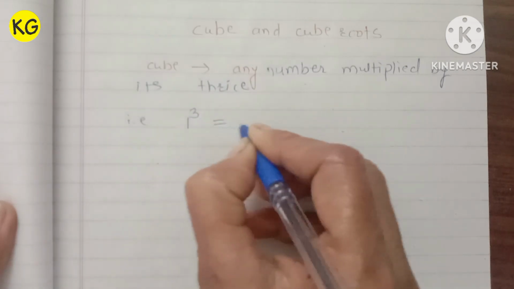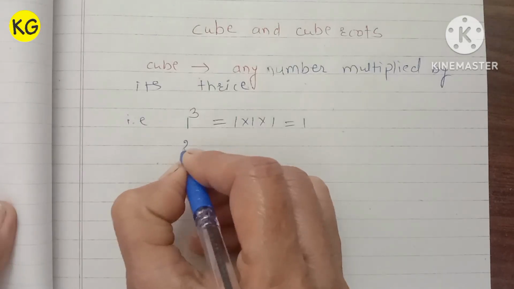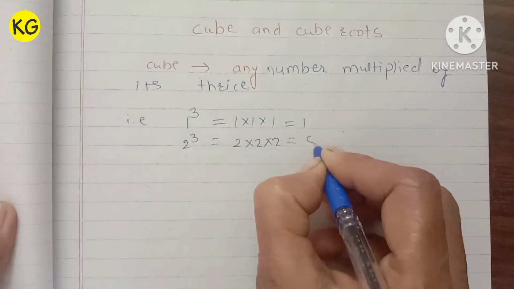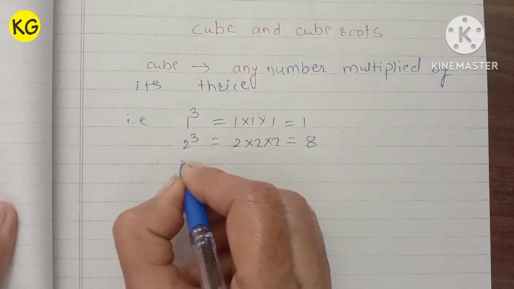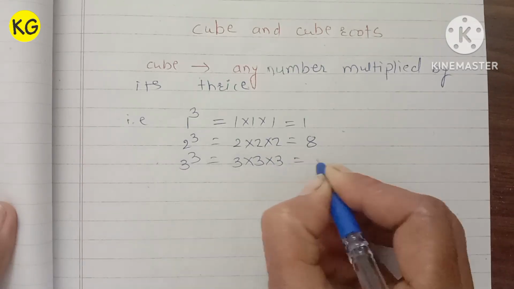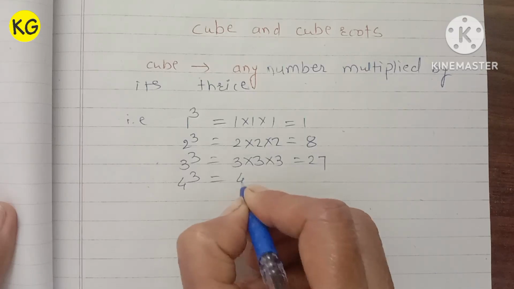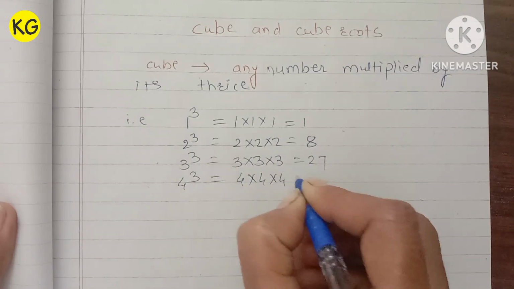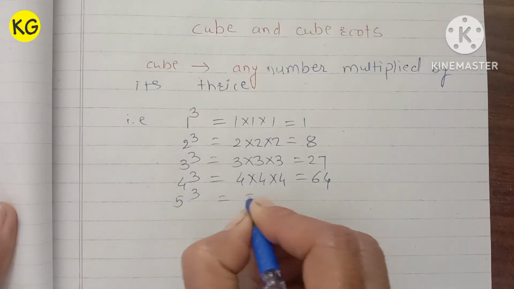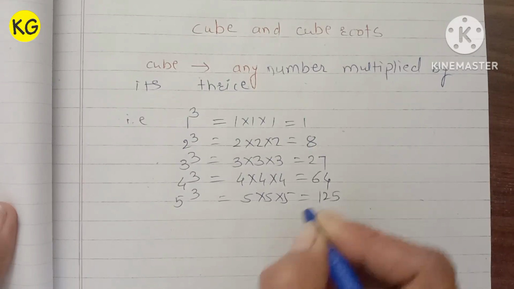Cube of 1, 1 into 1 into 1, that's equal to 1. Cube of 2, 2 into 2 into 2, that's equal to 8. Cube of 3, 3 into 3 into 3, that's 27. Cube of 4, 4 into 4 into 4, that is 64. Cube of 5, 5 into 5 into 5, that's equal to 125.